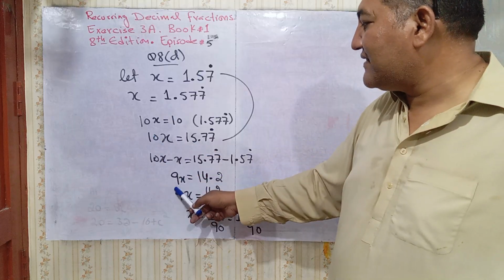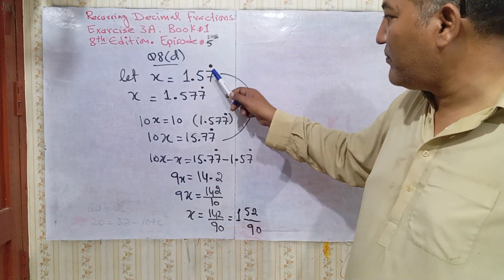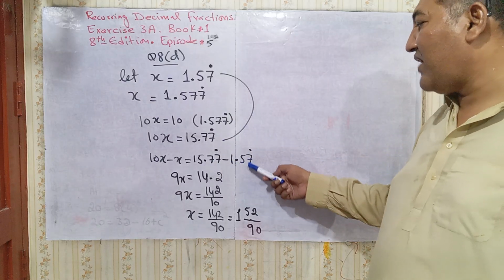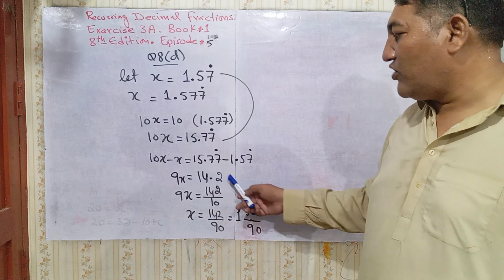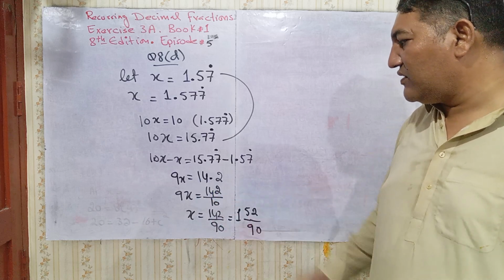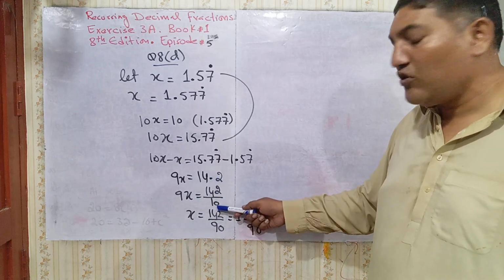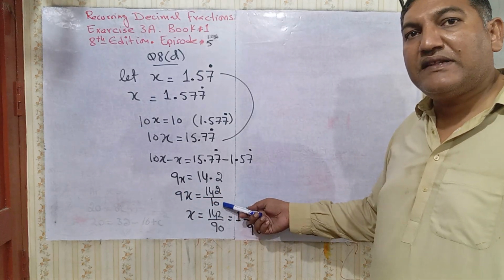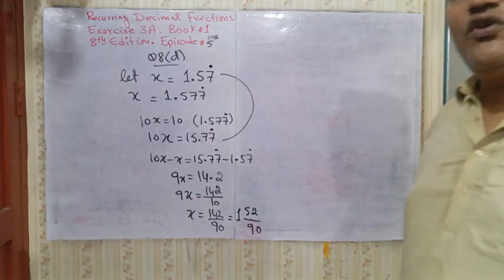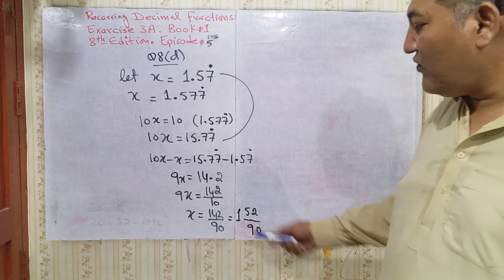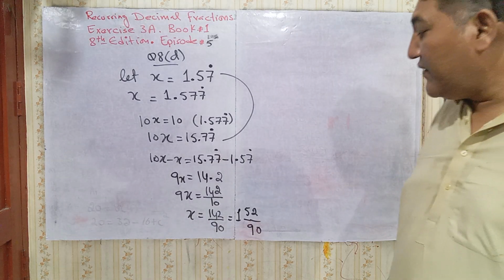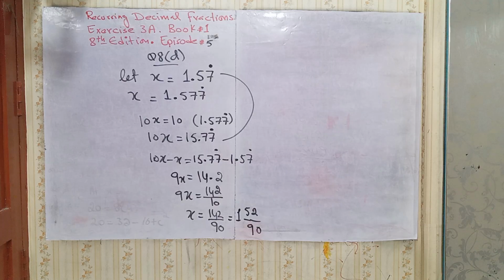So 10x minus x, that's 9x, equals, from the right side you subtract the right side, so 15.77 dot minus 1.57 dot. So you will have 14.2. To remove this decimal, you have to put a 10 downstairs. So bring this 9 on this side, it will multiply with that 10 and that will become 90. So if you want to convert this into a mixed number, 142 divided by 90, you will have 1 whole 52 by 90. So let's check if our answer is right or not.